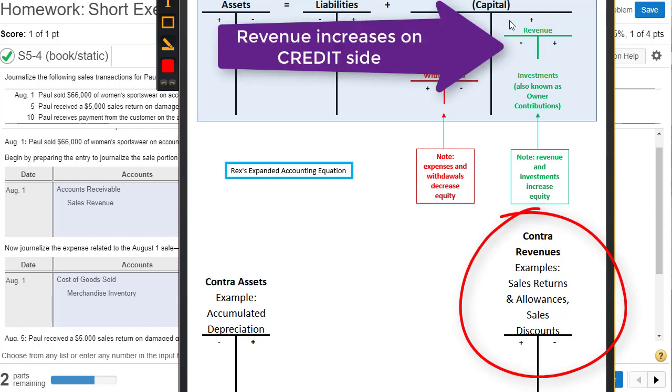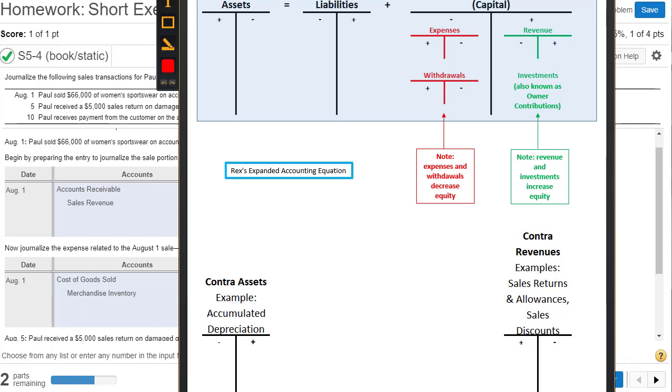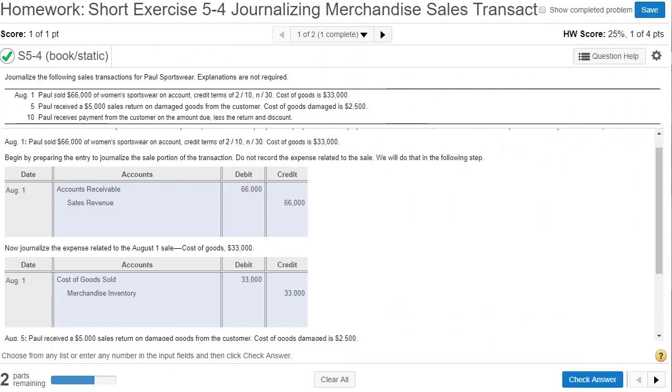So remember, up here, revenues increase on the right side. A contra revenue means it lowers revenues, so its pluses and minuses are opposite. So when we record more sales returns, we are going to debit Sales Returns and Allowances. And the same way, when we have a sales discount, the sales discount is going to increase on the left side. But right now we're only dealing with sales returns and allowances. So let's get back to our journal.